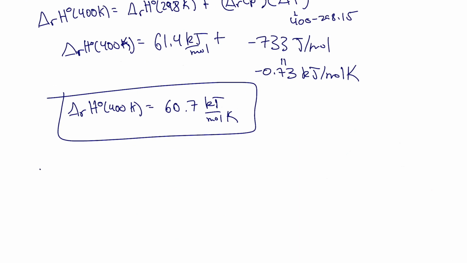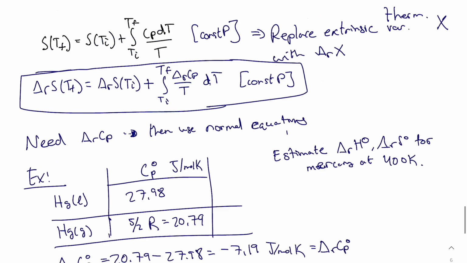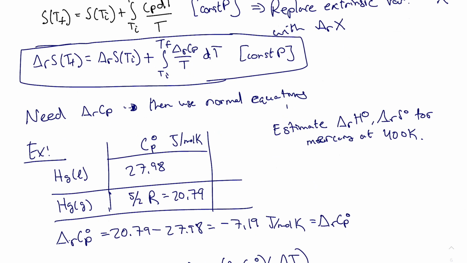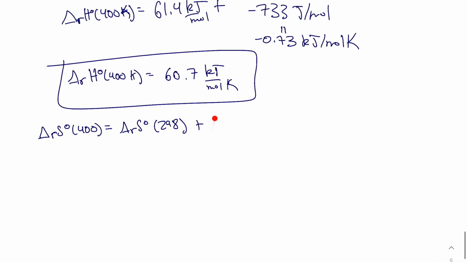Okay, this next integral works the exact same way. Again, normally I should do an integral here, but if delta RCP is constant, it comes out of the integral. dT over T integrates to ln Tf over Ti. And so I can say that this is delta RCP ln Tf over Ti. And then again, now here my units do actually work out properly, so that's good. Times ln of 400 over 298.15.